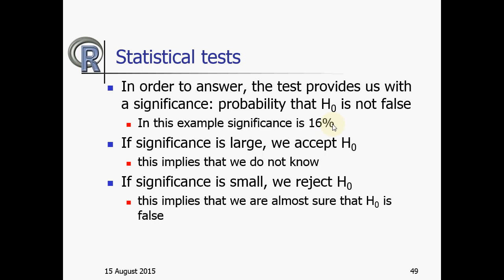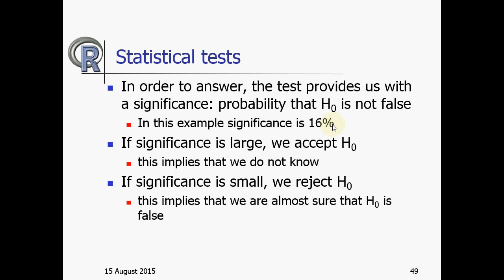So below 5%, significance is considered to be small. Above 5%, significance is considered to be large. So in this case, we will accept. It means that our average was not exactly 35, it was something different, but this may be due to a bad choice of the sample, so an unlucky choice of the sample, because the sample is random. So we may make an unlucky choice of the sample.